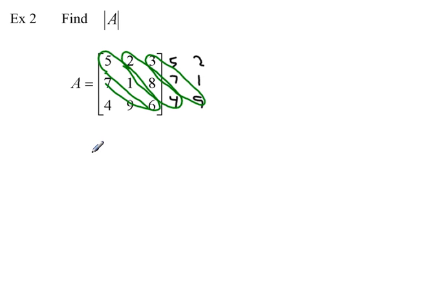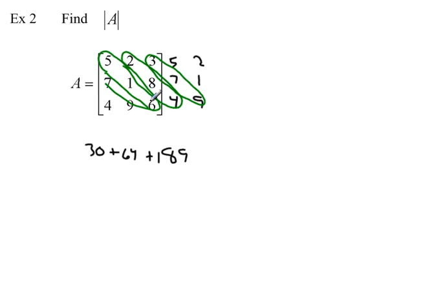5 times 1 times 6 is 30. Plus 2 times 8 times 4 is 32. Plus, wait a minute, it's not 32. What am I talking about? It's 64. Plus 3 times 7 times 9, which is 189.